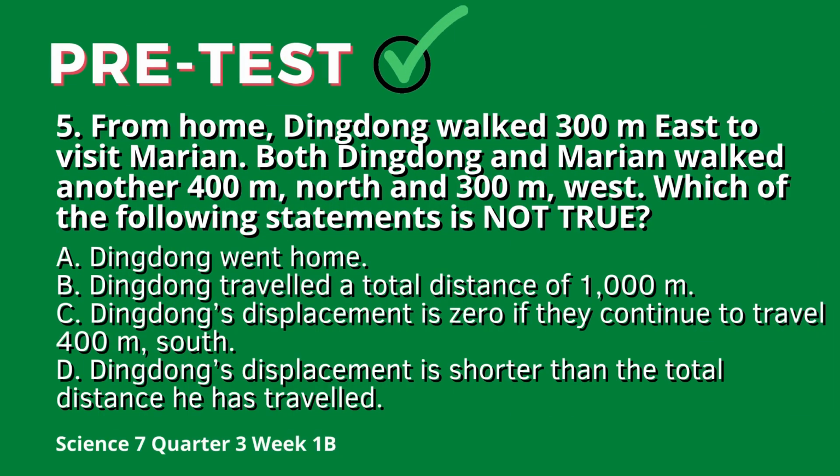5. From home, Ding Dong walked 300 meters east to visit Marian. Both Ding Dong and Marian walk another 400 meters north and 300 meters west. Which of the following statements is not true? A. Ding Dong went home. B. Ding Dong traveled a total distance of 1,000 meters. C. Ding Dong's displacement is 0 if they continue to travel 400 meters south. D. Ding Dong's displacement is shorter than the total distance he has traveled.